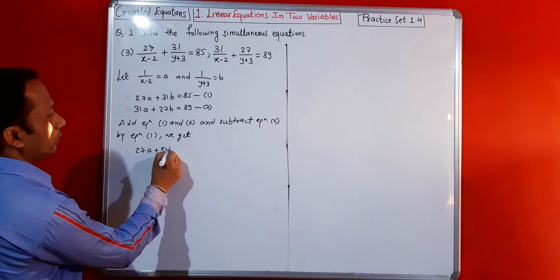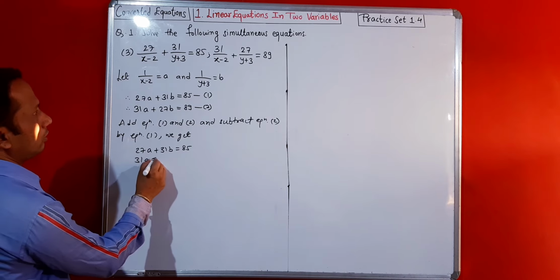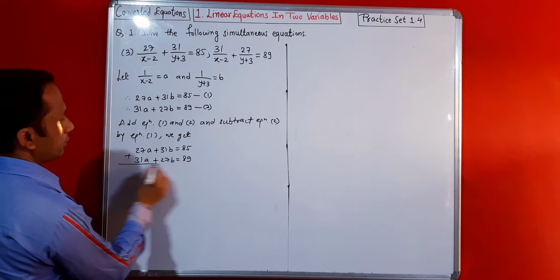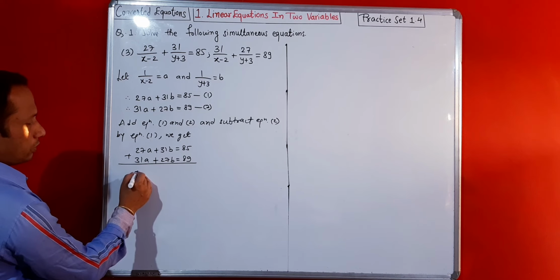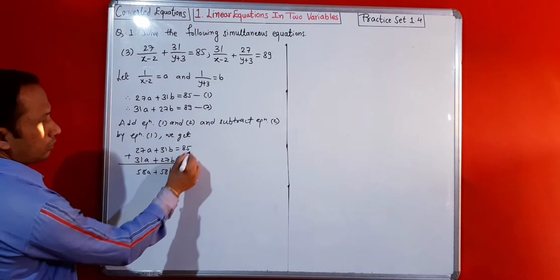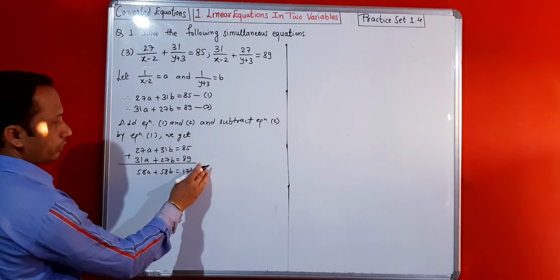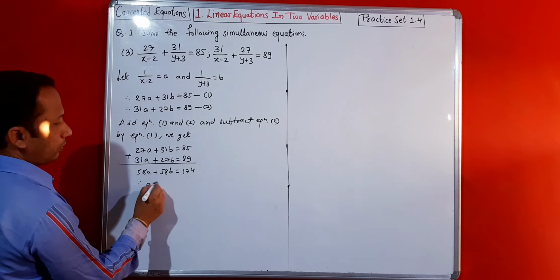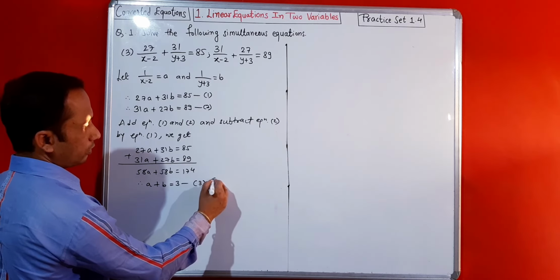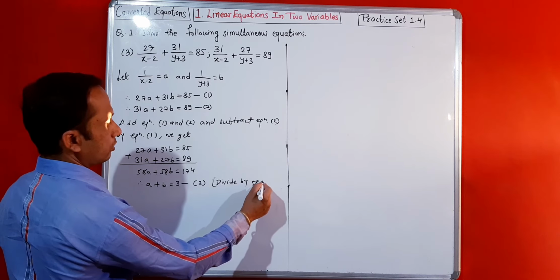27a plus 31b is equal to 85, and 31a plus 27b is equal to 89. We have to add these. Just add. So this is 58a plus 58b is equal to 174. Now divide by 58. Therefore a plus b is equal to 3. This is equation number 3.